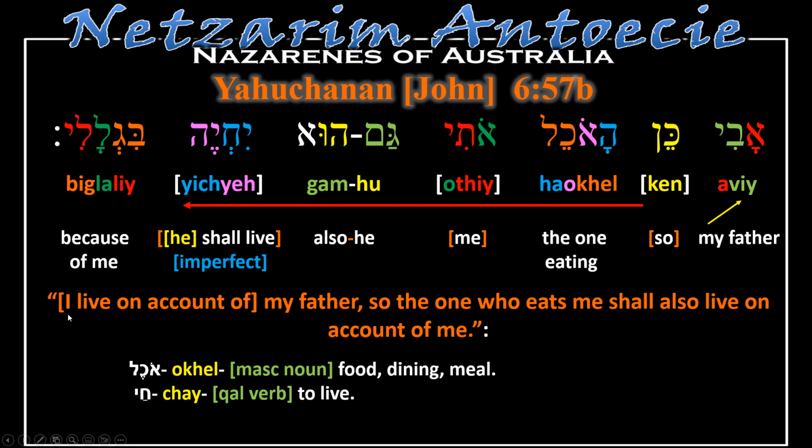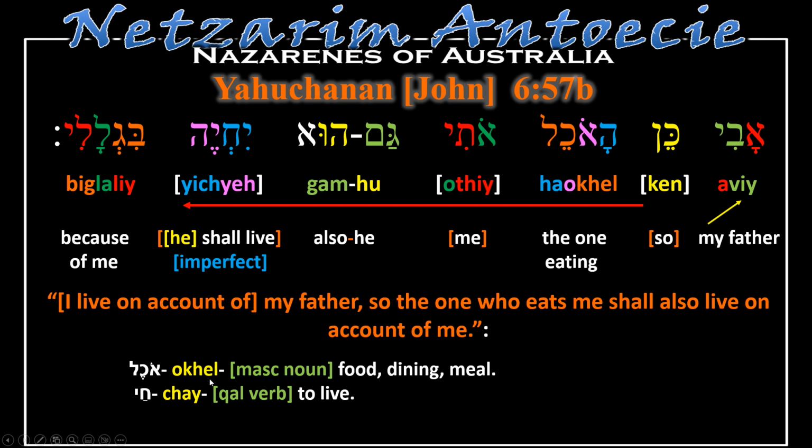Right, so the translation is, I live on account of my Father. Then there's like a comma. So the one who eats me shall also live on account of me. And that's how it's translated.